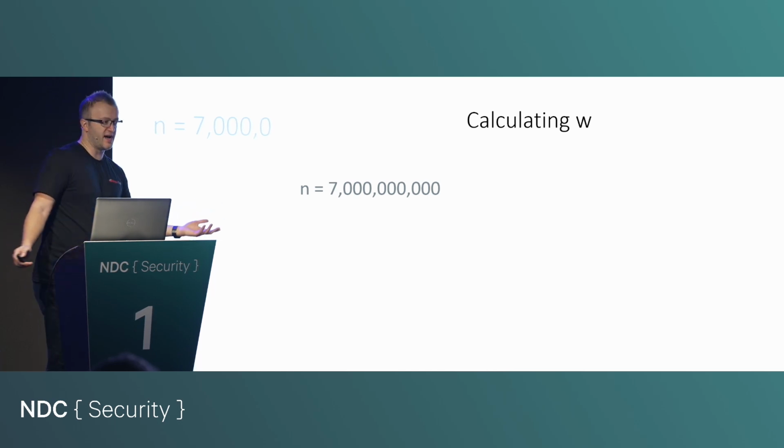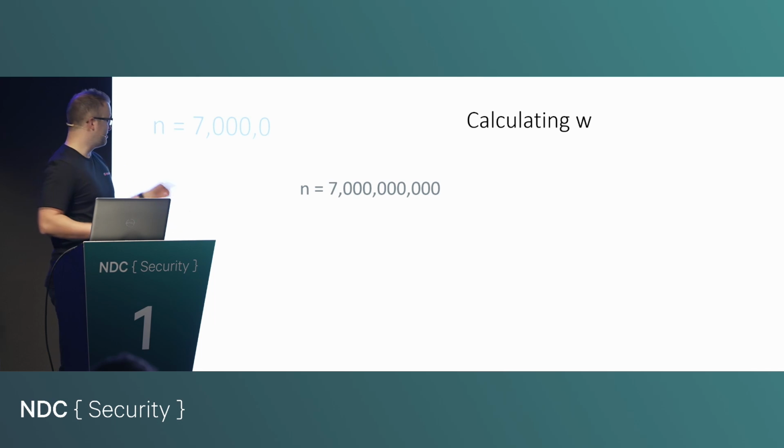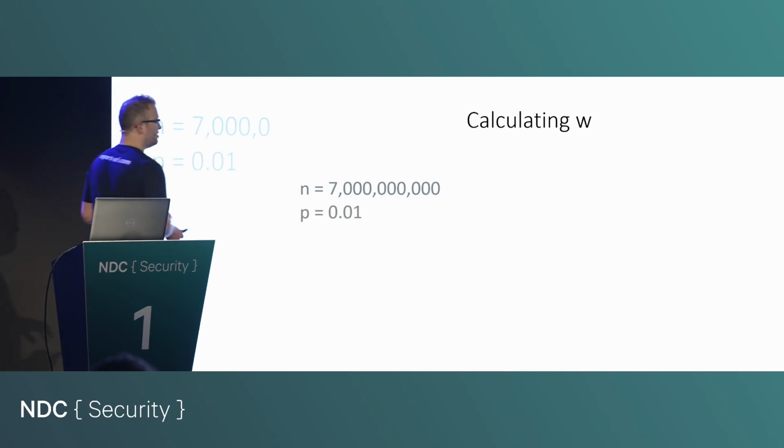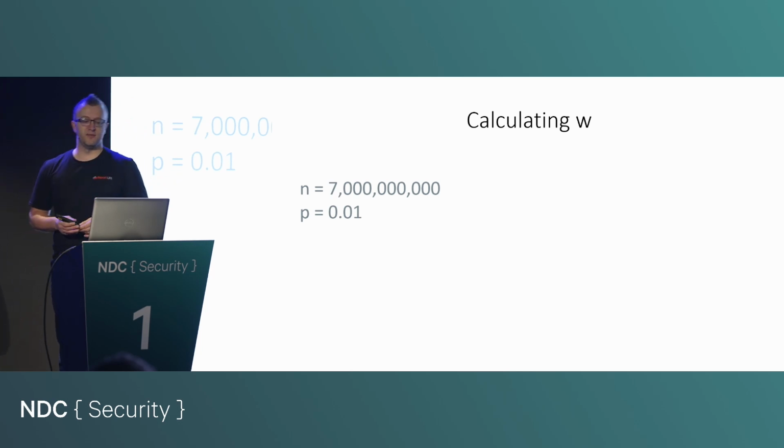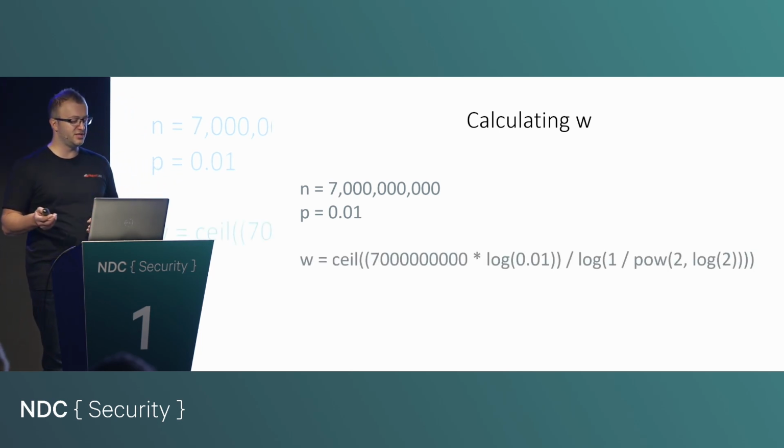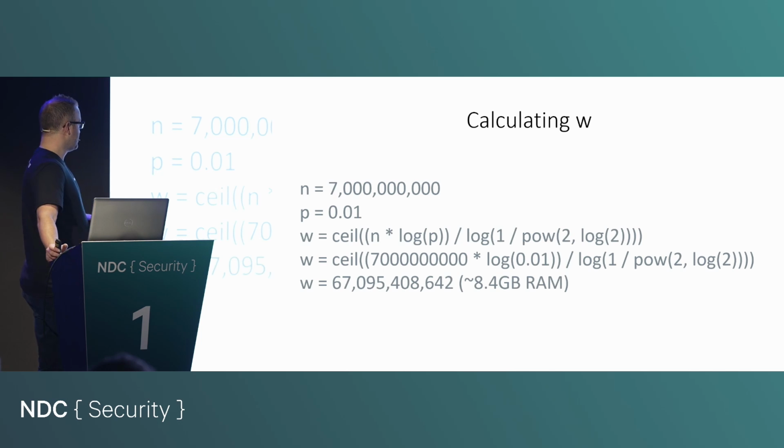So given that we now have the number of items going in, and the fact that I wanted a really small probability of false positive, we can now calculate the remaining values. You simply plug them into the equations, and then we come up with the size of the filter. Now, it's kind of big, but we can spin up a Redis cache with 64 gigs of RAM, and it costs $80 a month.